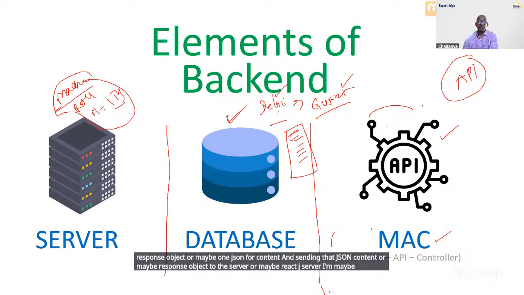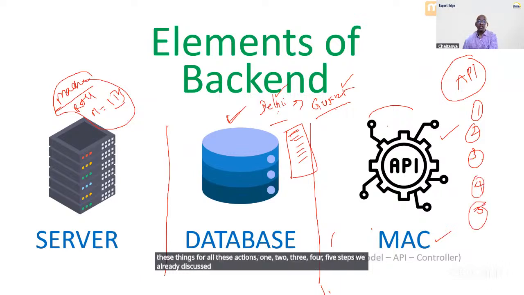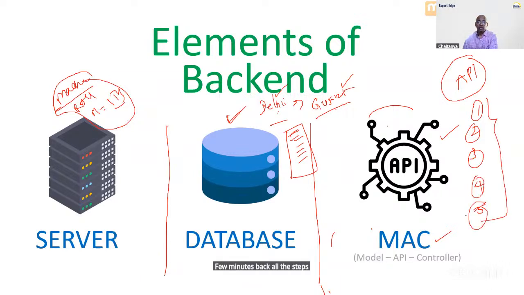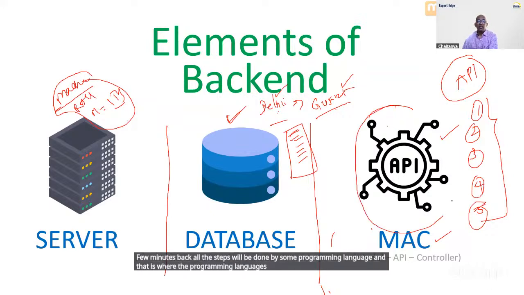and send that JSON content or response object to the server, maybe the React.js server or the client. For all these actions, steps 1, 2, 3, 4, 5, we already discussed a few minutes back. All these steps will be done by some programming language, and that is where the programming language comes into the picture. And this is nothing but that component. We are writing a lot of programming language code for all these steps, steps 1, 2, 3, 4, for every request.